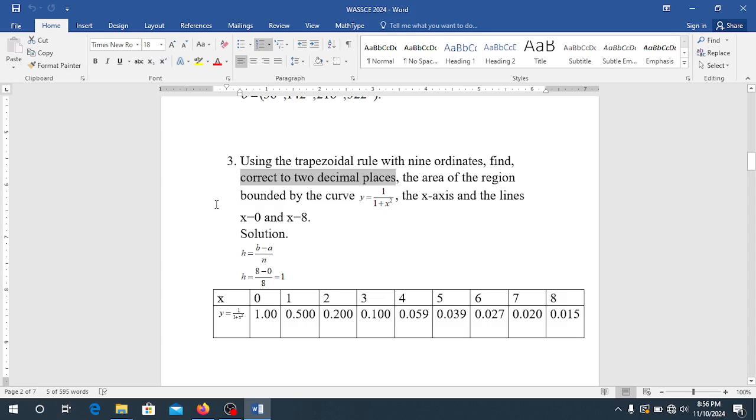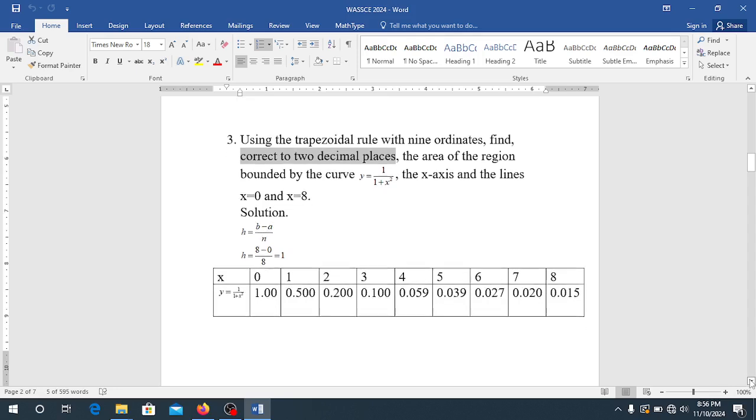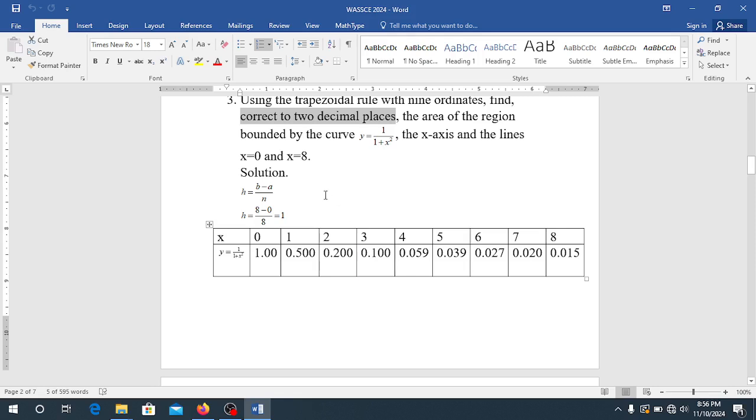The area of the region bounded by the curve y equals 1 over 1 plus x squared, the x-axis, and the lines x equals 0, x equals 8. Substituting the values, h will give us 1. Now we'll complete the table. So we are moving from x equal to 0 to x equal to 8. That is what you see here.